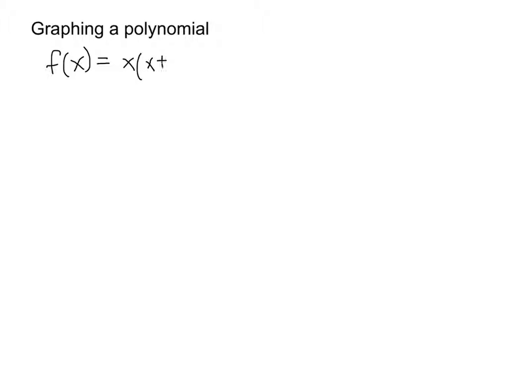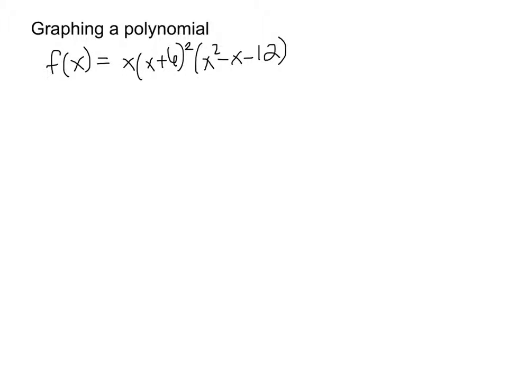We're going to look at graphing a polynomial function. And I want to look at this one. So this polynomial is already given to us in factored form. We can call it f of x, and we'll say f of x is equal to x times (x plus 6) quantity squared times (x squared minus x minus 12).